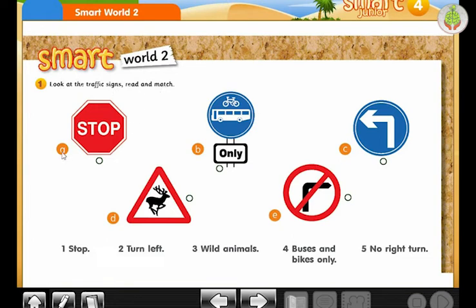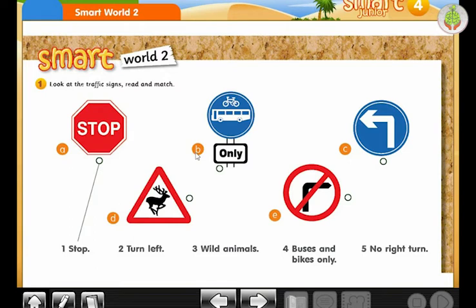Okay, so let's look at A. A says, stop. So we have to match. Number one, stop. Number two, turn left. Number three, wild animals. Number four, buses and bikes only. Number five, no right turn. So, which one is correct? Number one, very good. So we are going to match.